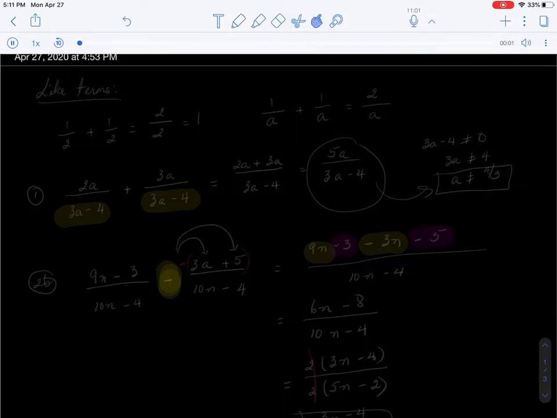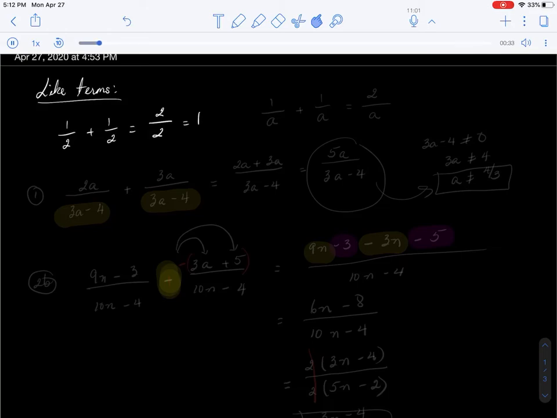Hi guys, you have learned how to add fractions if they are like terms. You just add the numerators and keep the denominator. That's when they are like terms, when you have just regular fractions.